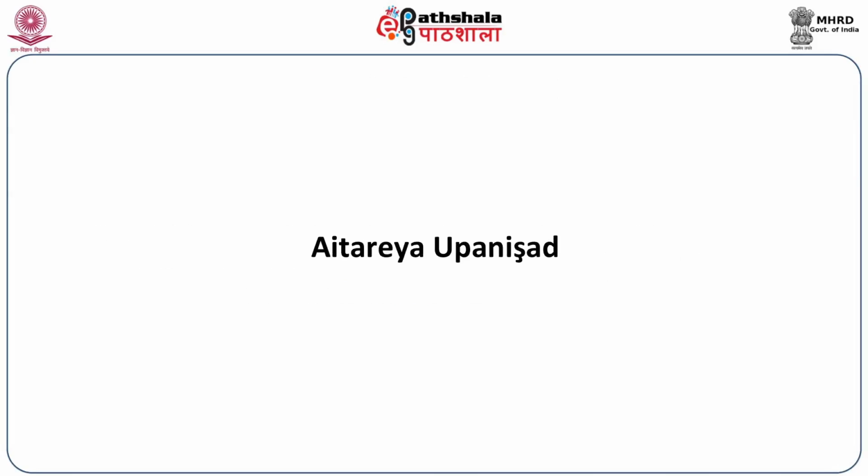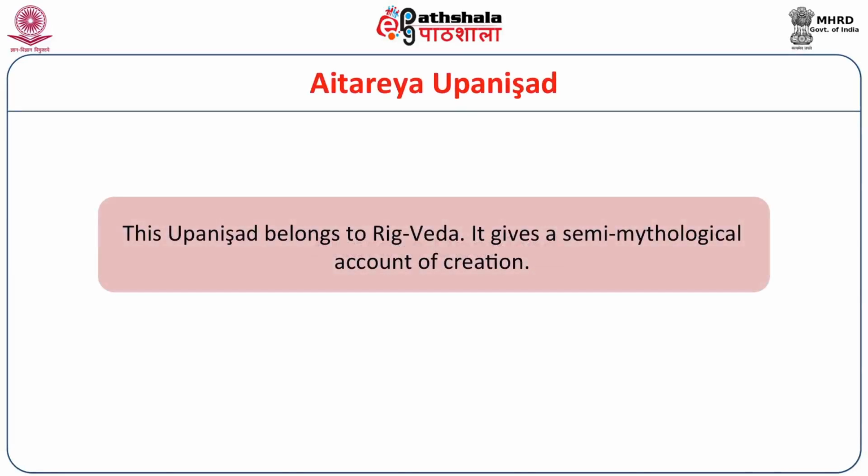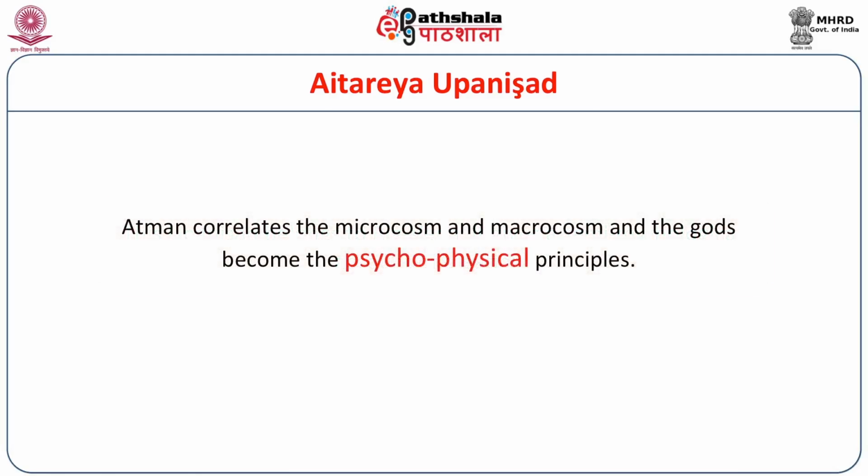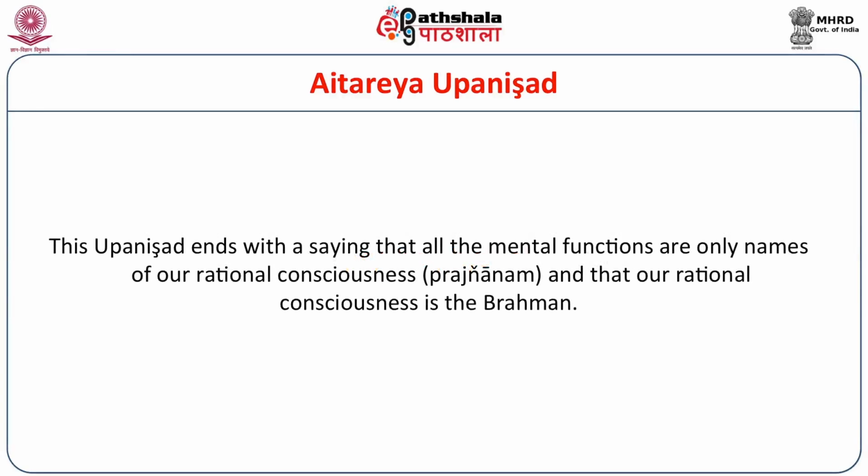Now coming to Aitareya Upanishad. This Upanishad belongs to Rig Veda. It gives a semi-mythological account of creation. Atman correlates the microcosm and macrocosm, and the gods become the psychophysical principles. This Upanishad ends with a saying that all the mental functions are only names of our rational consciousness, prajnanam, and that our rational consciousness is the Brahman.